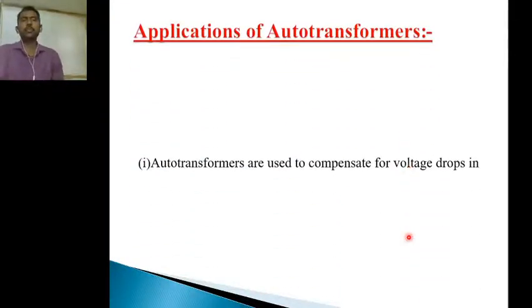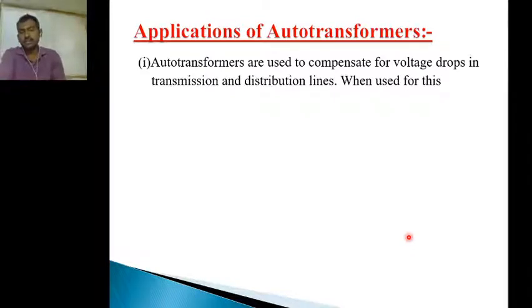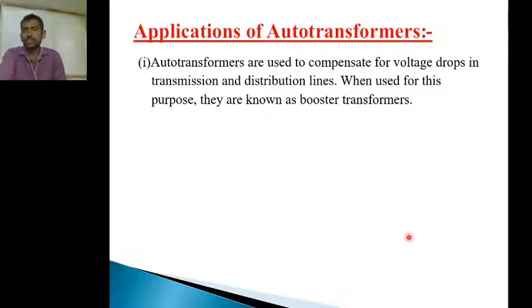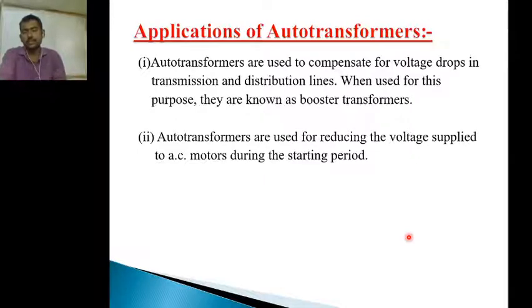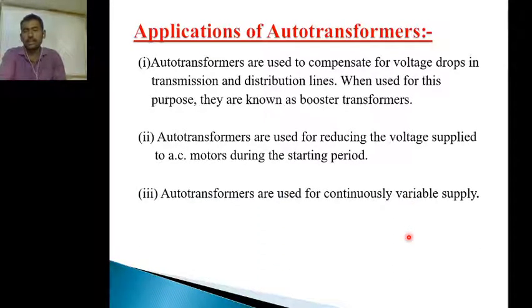Coming to the applications of the auto transformers, they are used to compensate the voltage drops in the transmission and distribution lines. At that time, these are also called booster transformers. The auto transformers are used for reducing the voltage supply to AC motors during the starting period, as we are all well aware, and for continuously variable supply, which we already observed in our laboratories also. And this auto transformer can be obtained from a two winding transformer.